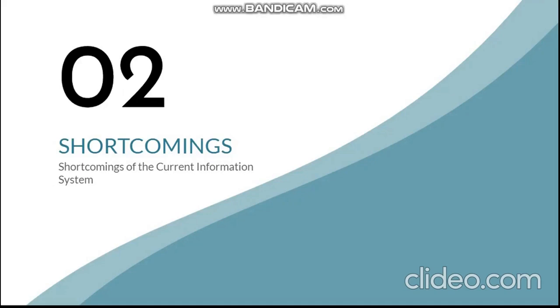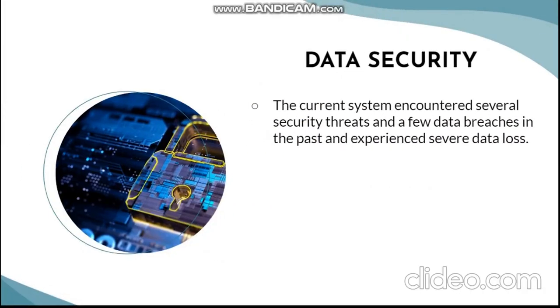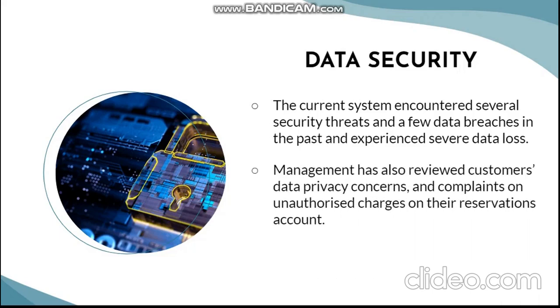Section 2. The shortcomings of the current information system. Data security. The current system encountered several security threats and a few data breaches in the past and experienced severe data loss. Management has also reviewed customer data privacy concerns and complaints on unauthorized charges on a reservations account.